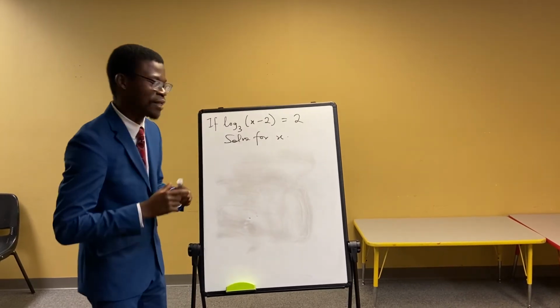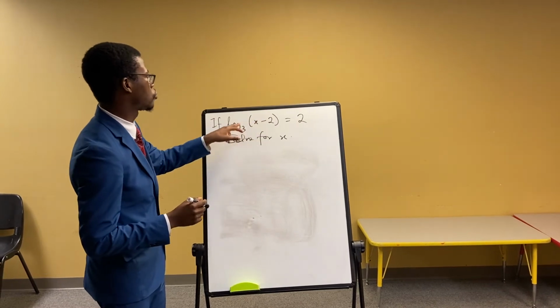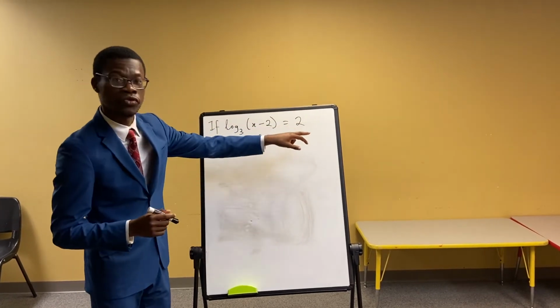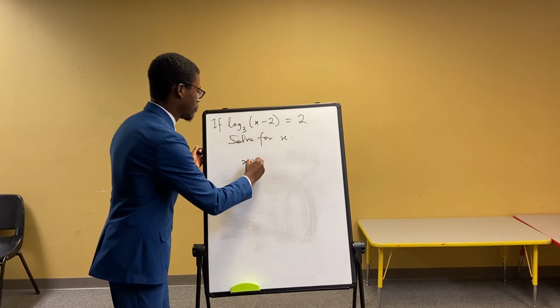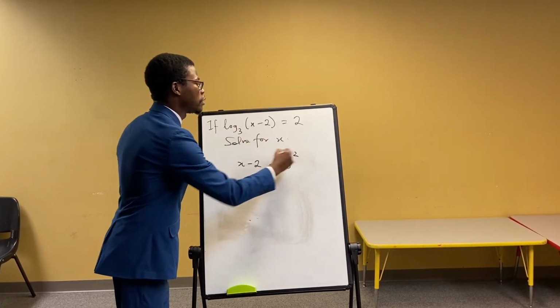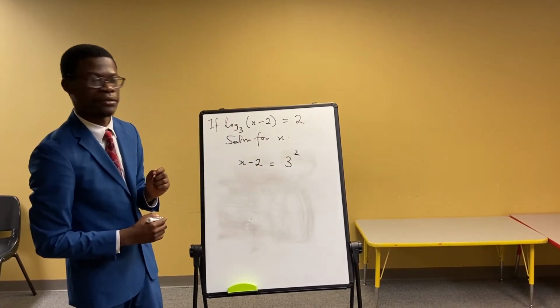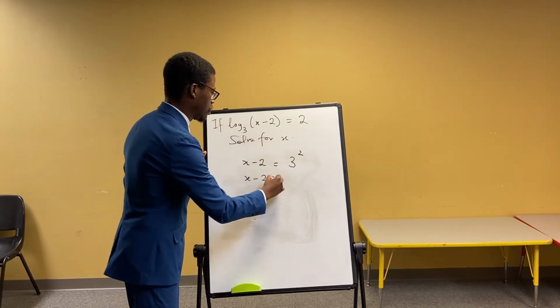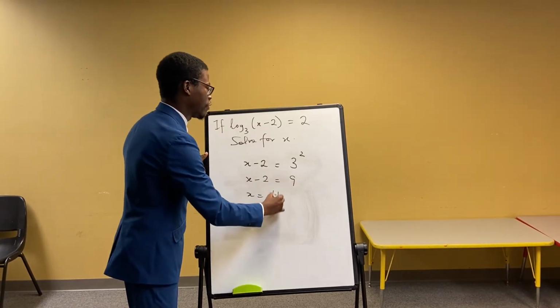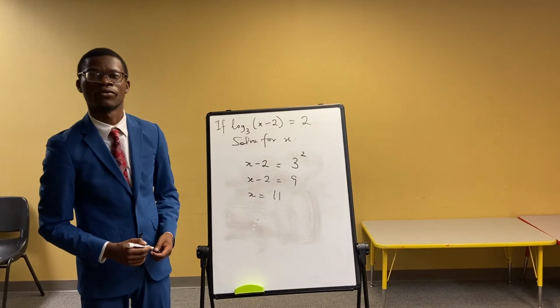So using that, log of x minus 2 base 3 equals 2. What does that mean? It means that x minus 2 equals 3 squared. So x minus 2 equals 9, x equals 11. And that's how you solve the question.